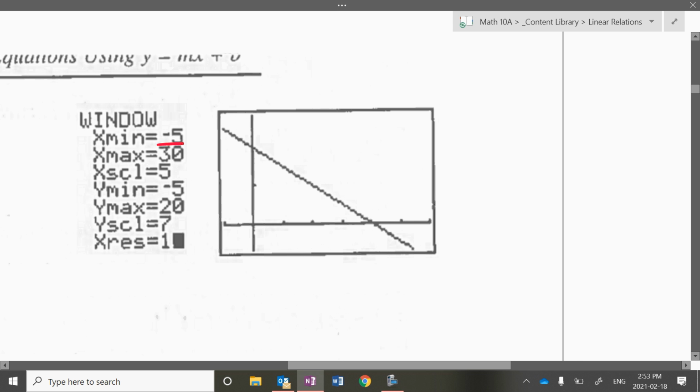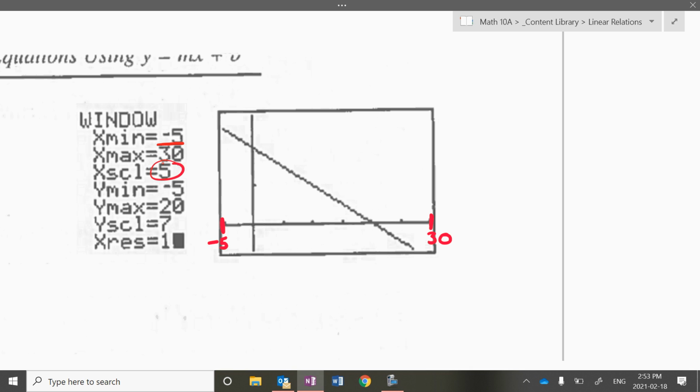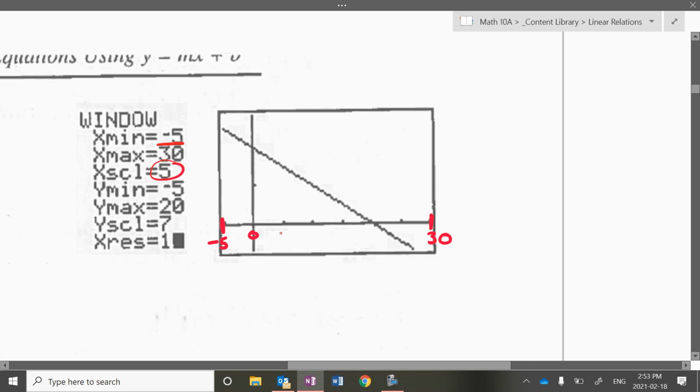X minimum is -5. So what that means is this point right here is at -5. X maximum tells us that this point over here is 30. Then it tells us our scale is 5, so each tick along our scale is 5. I would actually draw this out and label it because I think that's going to be really helpful. So 0, 5, 10, 15, 20, and 25.